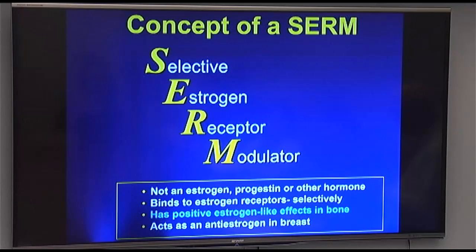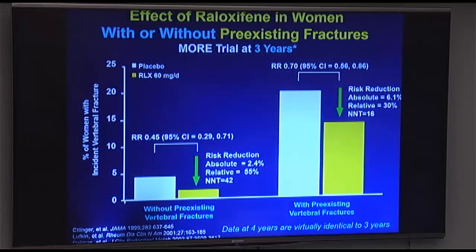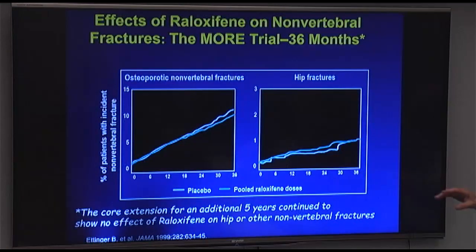But I just want to touch a little bit on the selective estrogen receptor modulator. I'm not going to talk about tamoxifen. I'm going to talk about raloxifene. Raloxifene, this comes from the MORE trial. And clearly, from the MORE trial, there was a reduction in vertebral fractures, both in those without pre-existing vertebral fractures as well as those with pre-existing vertebral fractures. You all know also that raloxifene has an indication for the prevention of breast cancer. So in certain individuals, Evista or raloxifene might be particularly effective.